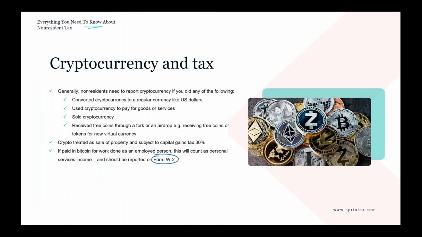And we wanted to include a slide on cryptocurrency, as we're seeing this pop up a lot more often among non-residents who trade in cryptocurrency. Generally, non-residents need to report crypto if you did any of the following: converted crypto to a regular currency like US dollars, used crypto to pay for goods or services, sold cryptocurrency, or received coins through a fork or an airdrop, for example, receiving coins or tokens for a new virtual currency. Typically, crypto is treated as a sale of property and subject to capital gains tax of 30%. And if you're paid Bitcoin for work done as an employed person, this will count as personal services income and should typically be reported on a W-2.